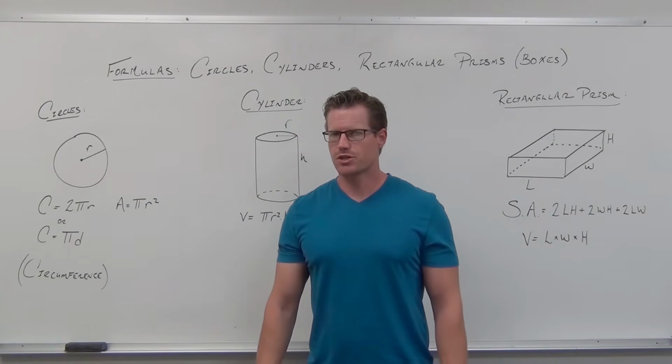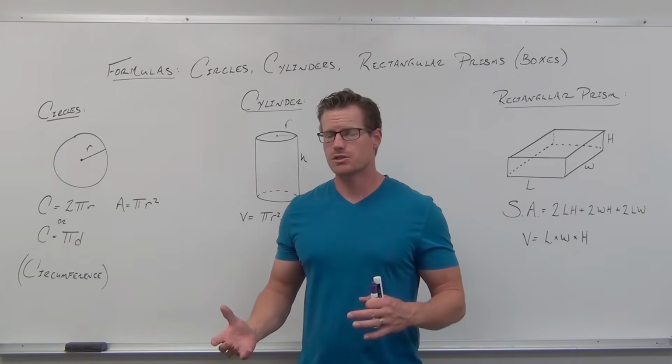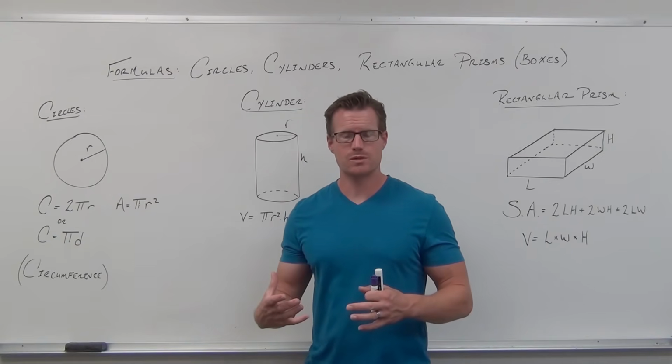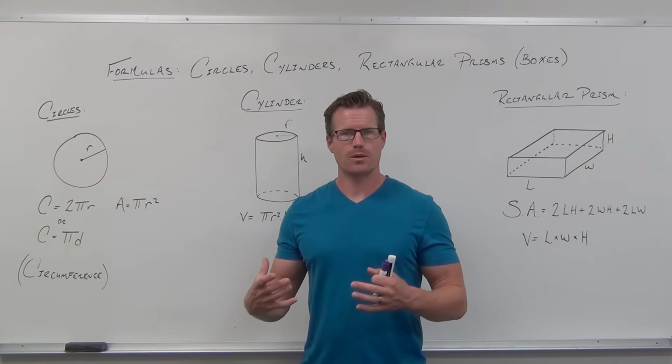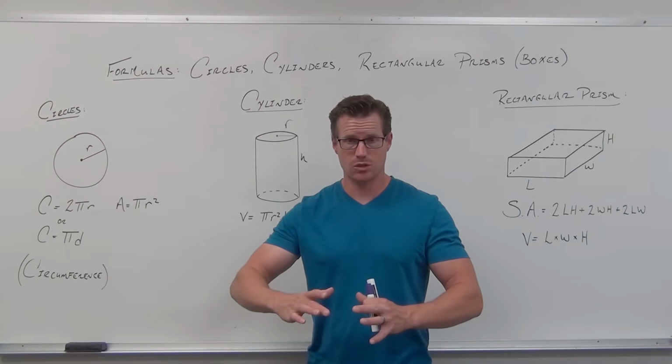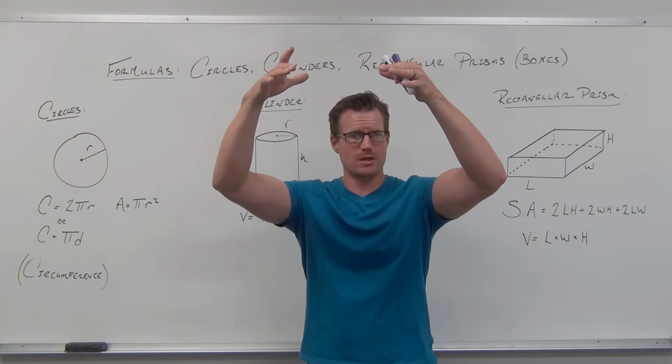It's time for three more shapes and a slightly different idea. So today in this video, we're going to talk about circles, a couple formulas involving circles. We'll talk about rectangular prisms, that's like a box, and we'll talk about cylinders, which is basically a circle extended or projected into 3 dimensions.